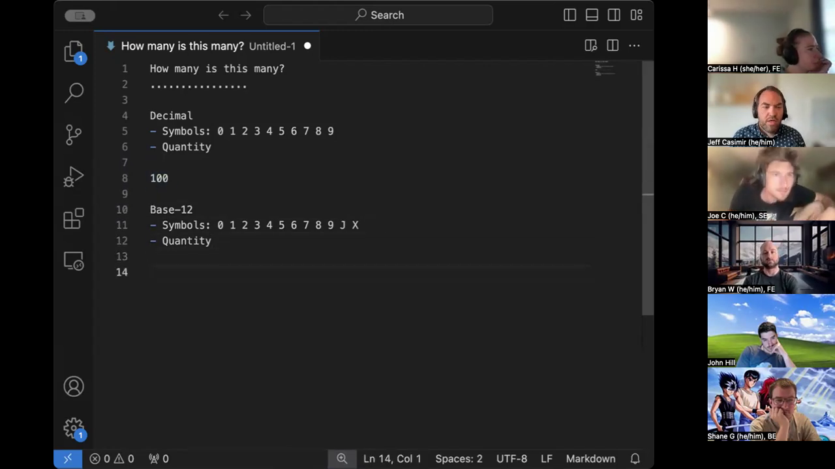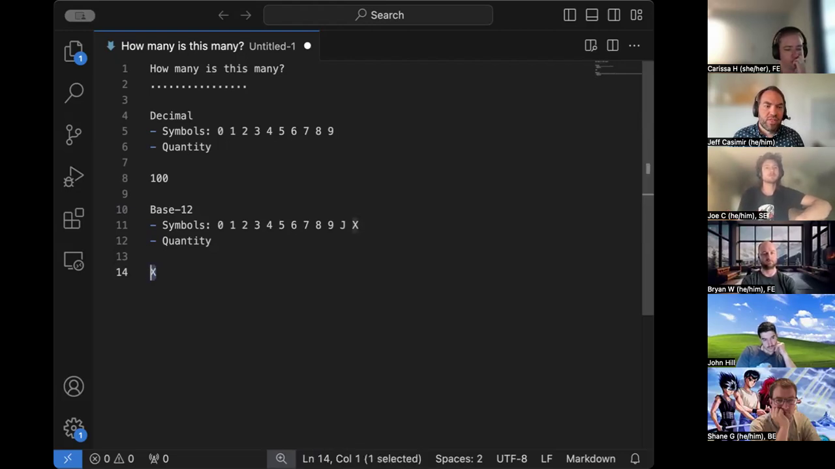Okay. So we go 0, 1, 2, 3, 4, 5, 6, 7, 8, 9. Now we're not out of symbols. So we go J and then X. And then we are out of symbols. So the X becomes a 0 and we add a leading 1. And then we go 1, 1, 1, 2, 1, 3, 1, 4, 1, 5, 1, 6, 1, 7, 1, 8, 1, 9. We continue to not be out of symbols. We say J and then X. And then after X goes to 0, this has to increment to 2.